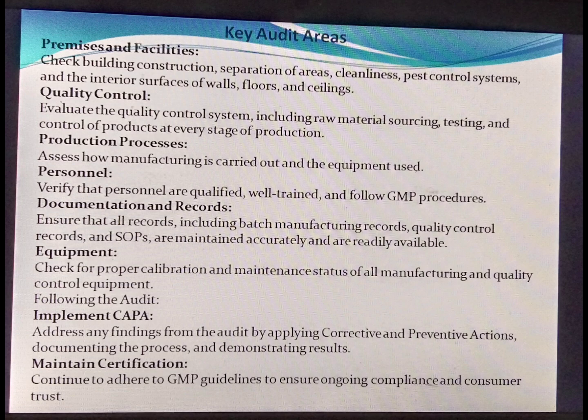Documentation and records: ensure that all records, including batch manufacturing records, QC records, and SOPs, are maintained accurately and are readily available. Equipment: check for proper calibration and maintenance status of all manufacturing and QC equipment. Implement CAPA: address any findings from the audit by applying corrective and preventive action, documenting the process and demonstrating results. Maintain certification: continue to adhere to GMP guidelines to ensure ongoing compliance and consumer trust.